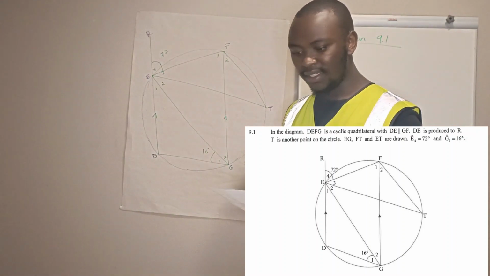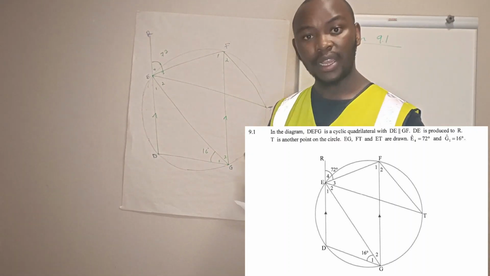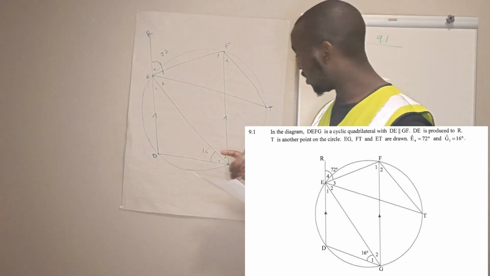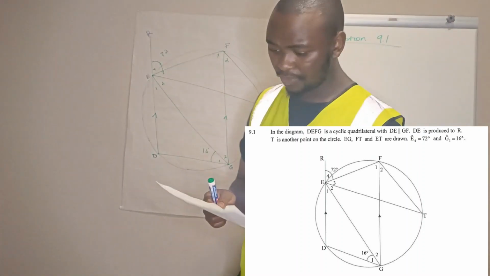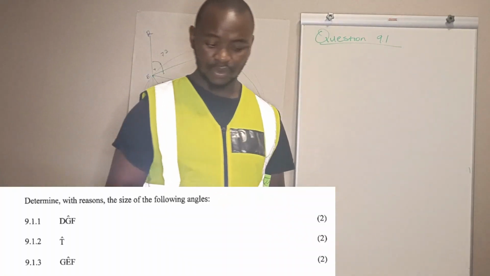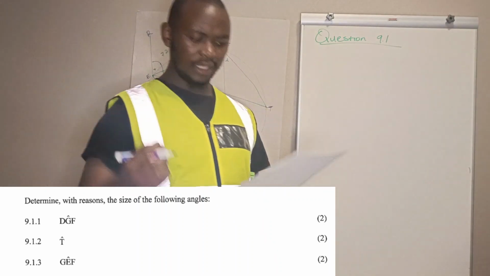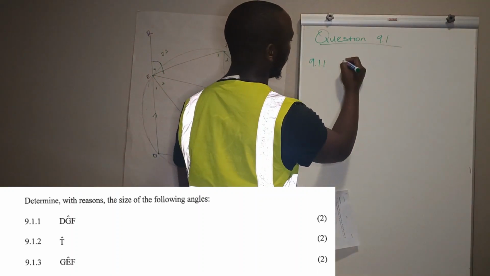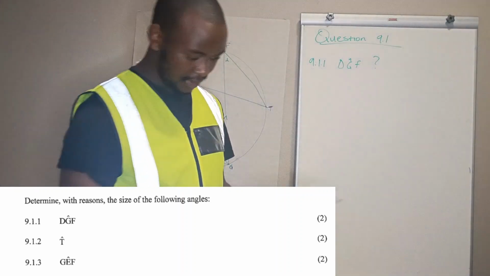EG, FT, and ET are drawn, so these are other lines within the circle, and we're given two angles. The first one is E4, and the last one is G1, which is 16 degrees. E4 is 72 degrees. All right, let's start with the first question. First question is asking us to calculate, and must provide reasons, the angle DGF, so that is 9.1.1. DGF. What is that angle?